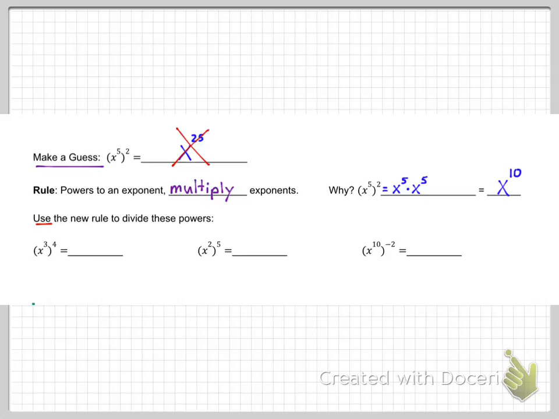Well, that always works. When you have a power raised to another power, you always multiply those exponents. So let's use this rule. X to the 3rd raised to the 4th, that's 3 times 4 is 12, so we get x to the 12th.